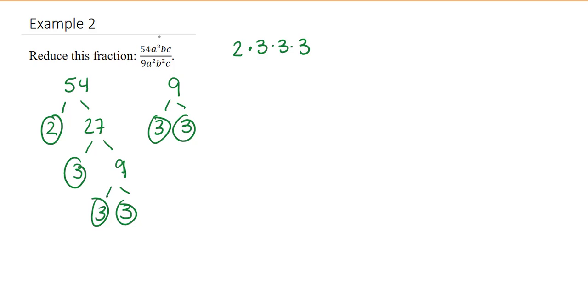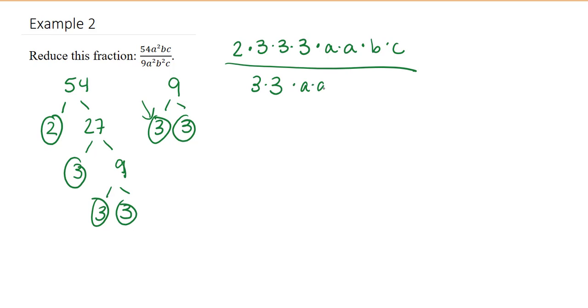Then let's look at the variables. We have 2 a's, right? A squared means we have 2 copies of a. B times c. All over 3 times 3, because we're going to take the factors of 9. And then we have 2 a's. We have 2 b's, because it's b squared, and just 1 c. Because anytime you see just c by itself or b by itself, any variable, it really means there's a 1 there as an exponent. So it's just understood there's only 1 copy of it.